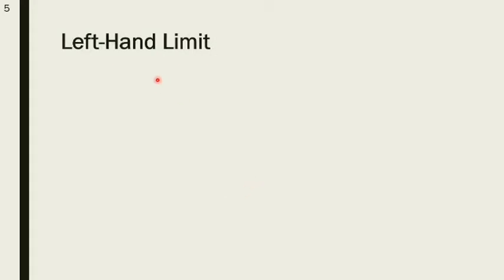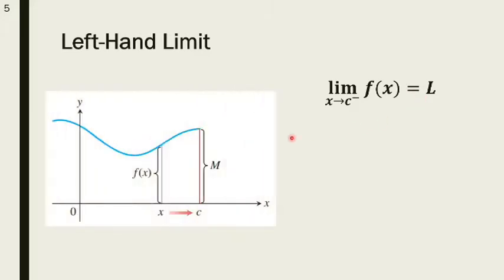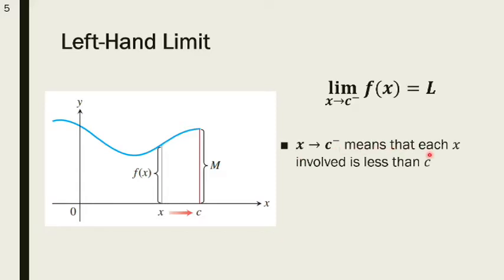On the other side, we have the left-hand limit. So the limit of f of x as x approaches c from the left is equal to L. So from the left, the graph of the function f of x as x approaches c approaches the value L, which is the limit from the left side. This means that each x involved is less than the value of c as x approaches c from the left.